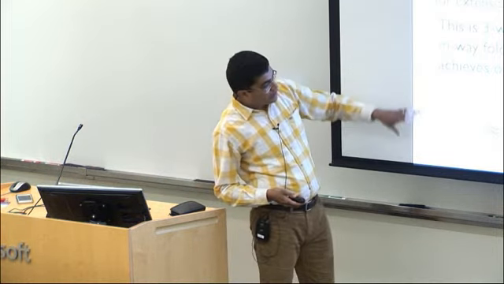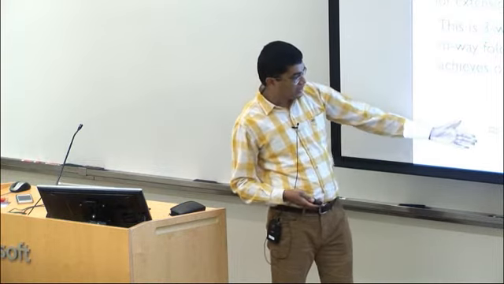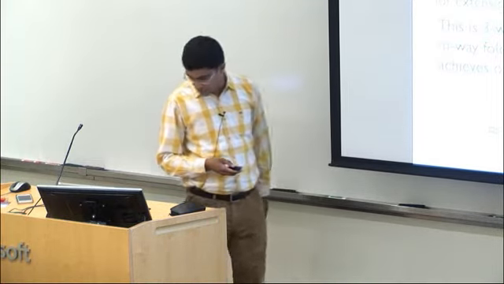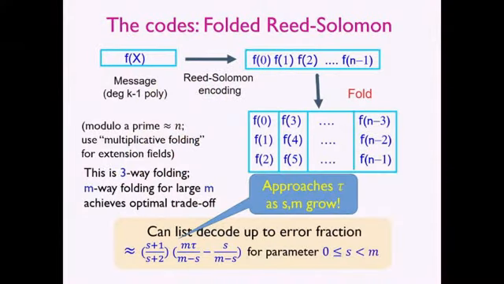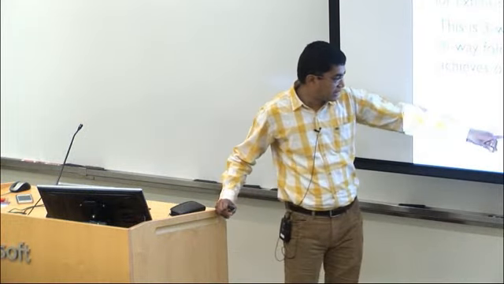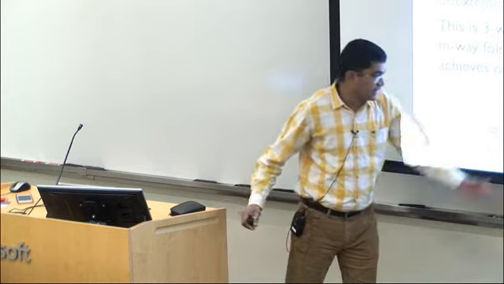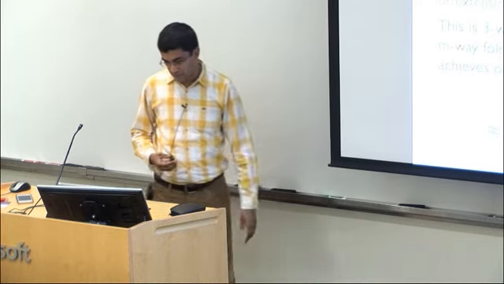In general, there are parameters m. You do m-way folding, and then there is a parameter for the decoding algorithm named s, and then you can correct this fraction of errors. It looks a bit scary, but the only thing you need to know is that if you increase s and m, you can approach tau. So this (s+1)/(s+2) tends to 1, and this quantity also can tend to 1, so you can correct this fraction of errors. Okay, so that's really the code.